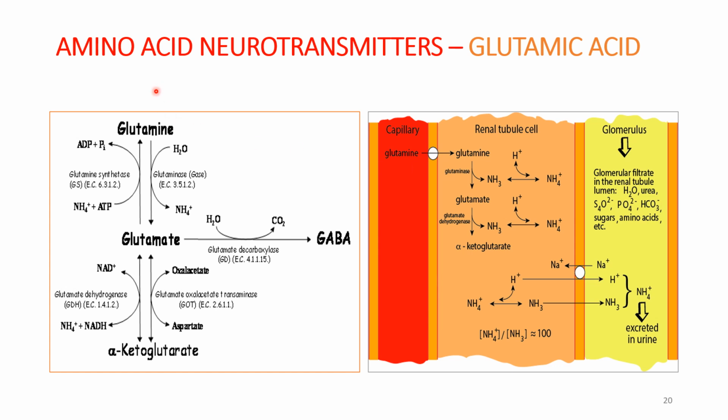Now coming to the amino acid neurotransmitters. First one is glutamic acid or glutamate. Glutamate is formed from glutamine with the help of glutamine synthetase. Now this can be converted into alpha ketoglutarate, or from alpha ketoglutarate the glutamate can be formed. This alpha ketoglutarate comes from the citric acid cycle. This glutamate is converted into GABA with the help of glutamate decarboxylase. GABA is also an amino acid neurotransmitter. This glutamate is excreted through urine.